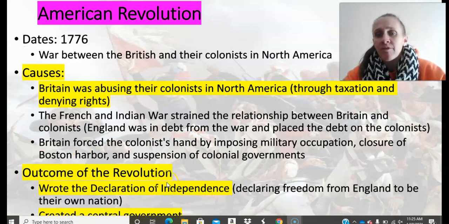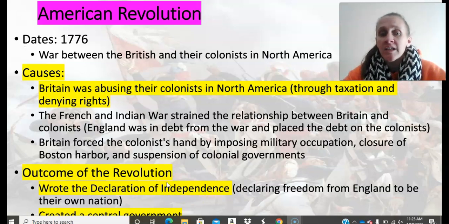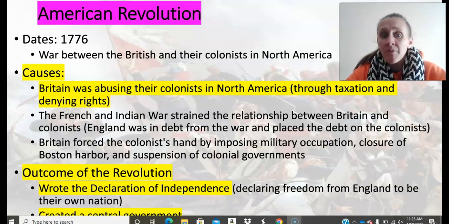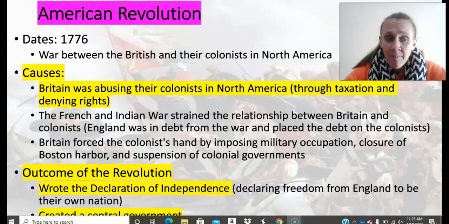The outcome of that revolution is going to be that the colonists are going to write the Declaration of Independence and formally free themselves from Great Britain. And they're going to create their own federal government. And they're going to use the ideas of Locke and Montesquieu and Voltaire and Rousseau to kind of create their own government. Okay?